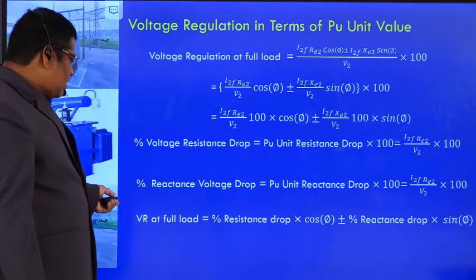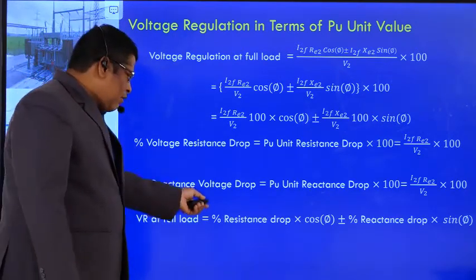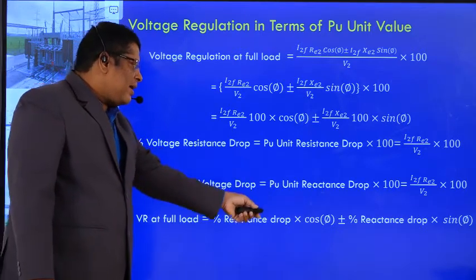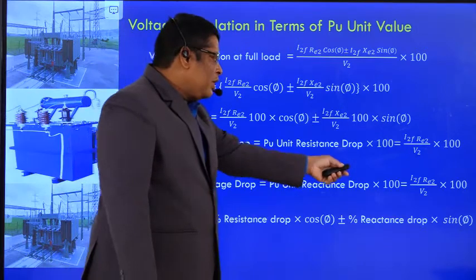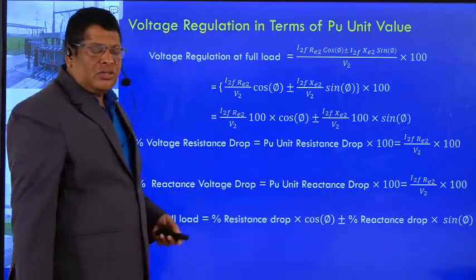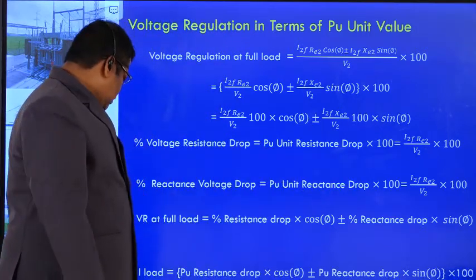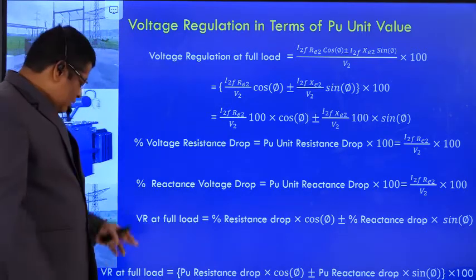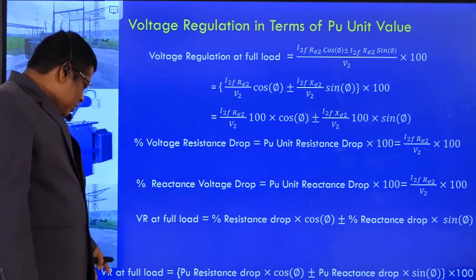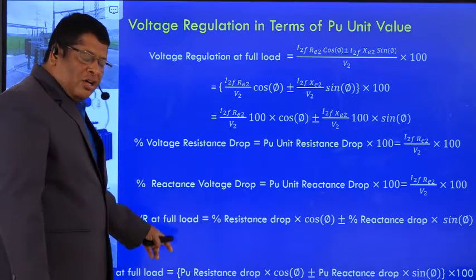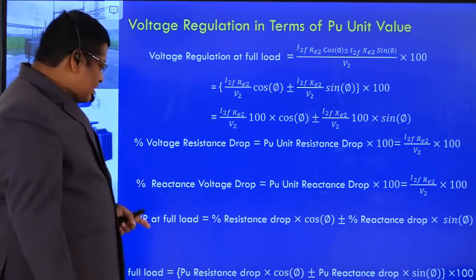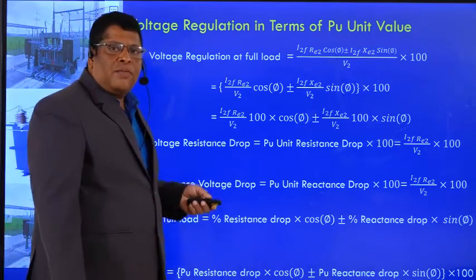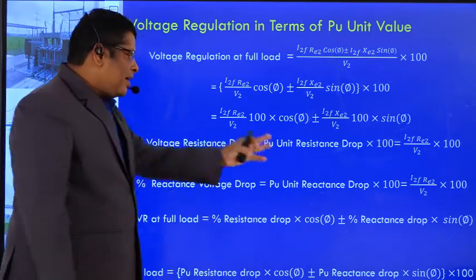So the voltage regulation at full load is equal to percentage resistance drop into cos φ plus or minus percentage reactance drop into sin φ. Now the voltage regulation at full load in terms of per unit is per unit resistance drop into cos φ plus or minus per unit reactance drop into sin φ, whole multiplied by 100.